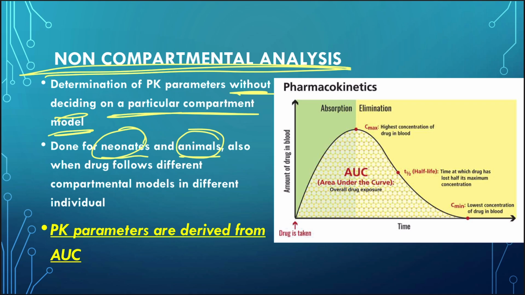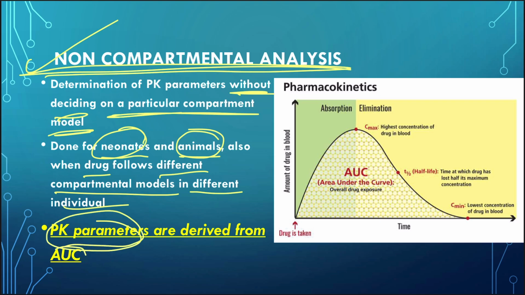Next is when the drug which we are studying follows different compartment models in different individuals. Suppose a drug follows a one compartment model in a particular individual, but when you give the same drug to other individuals, it follows the two compartment model, and somewhere it follows the multi-compartment model. In that case we cannot have a single compartmental model that characterizes the pharmacokinetic parameters of that drug. So in that case also we use non-compartmental analysis. And what is the main parameter which we see here? That is mainly the AUC, the area under the curve. So here you can see a drug is given in the initial phase.